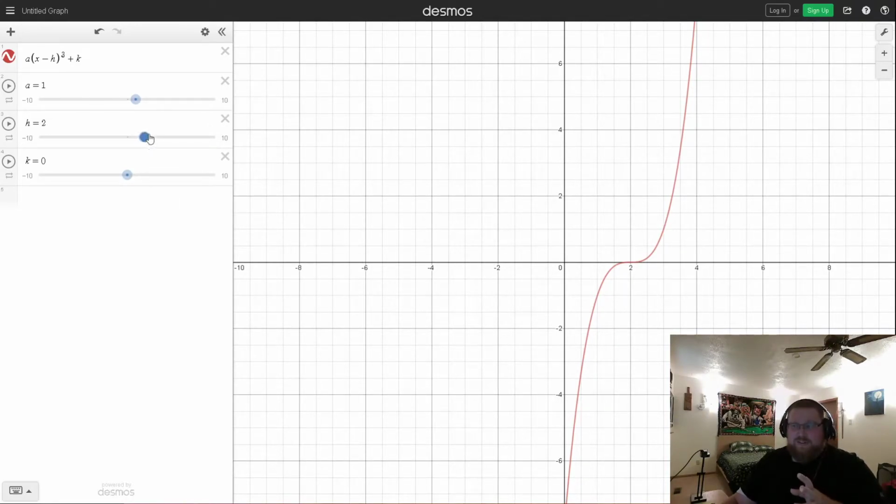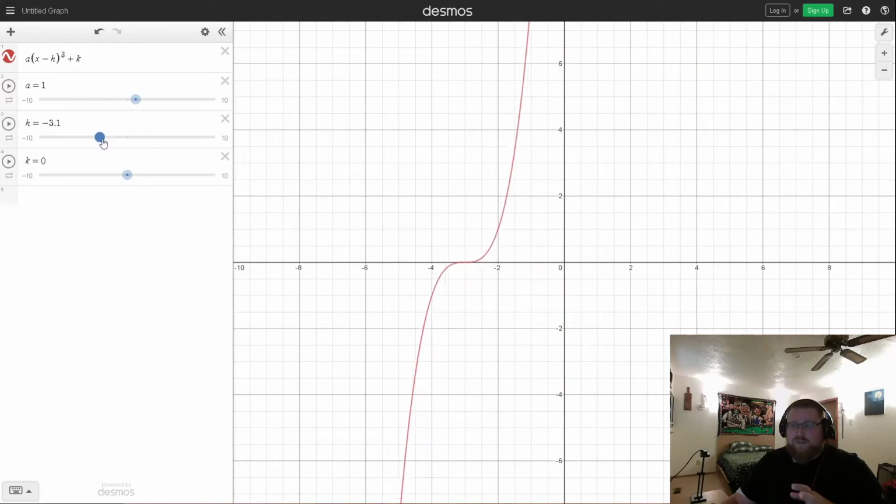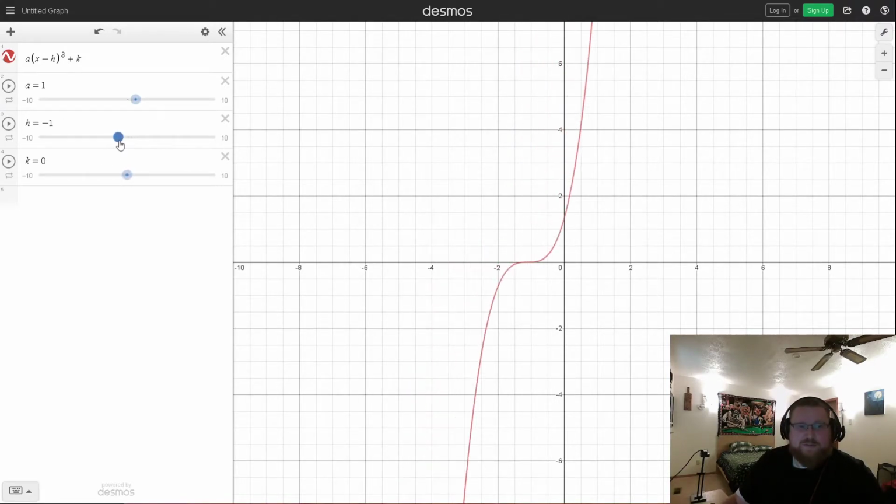By comparison, if I make this like a -3, when I plug it in, it'd be x plus 3, and that moved it 3 units to the left. Notice that everything else about the graph stays consistent, stays the same. This is always the case, because we're not actually changing our function, we're changing how it looks. Compare this to, if I was to adjust k, so bring this back to 0.